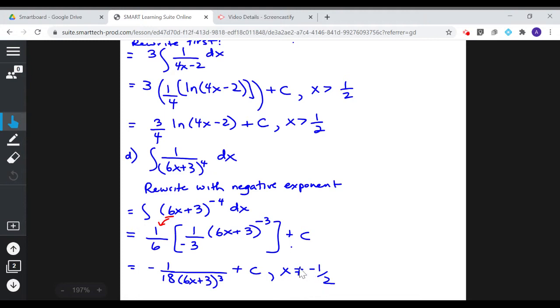Okay, and remember that for x, we have to state our restrictions. X cannot be negative 1/2, otherwise the denominator would be 0, and that would be a bad thing.